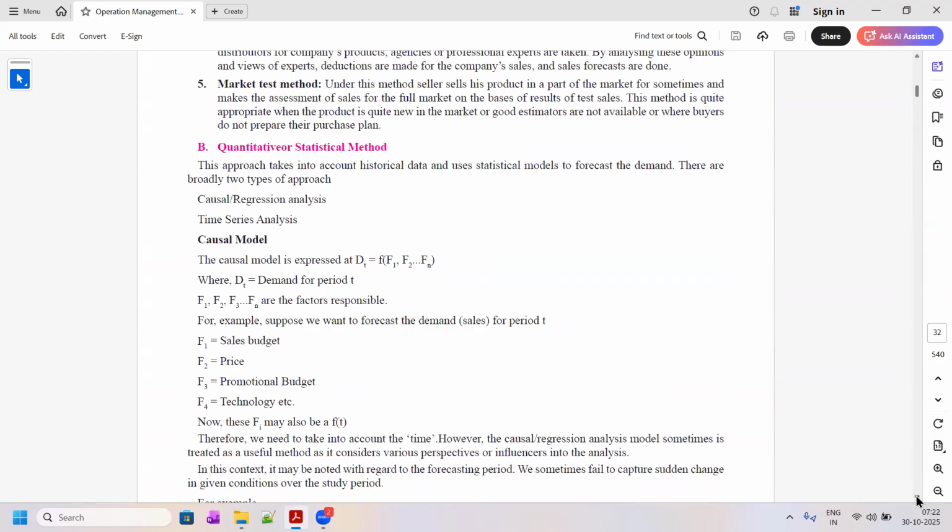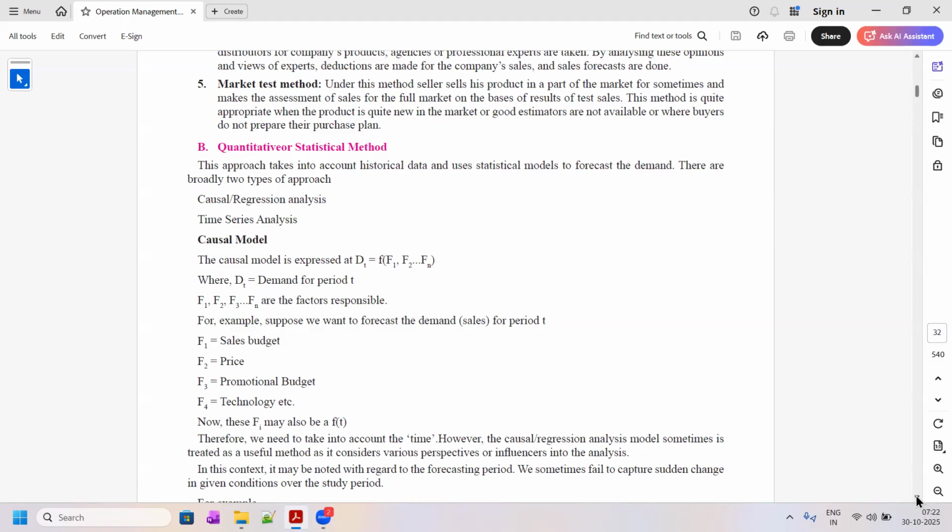So the quantitative method we are talking about now is based on time series analysis. The method names are given here. One is causal or regression analysis, and the next one is time series analysis. But statistically, both mean the same thing because time series comes under regression only.